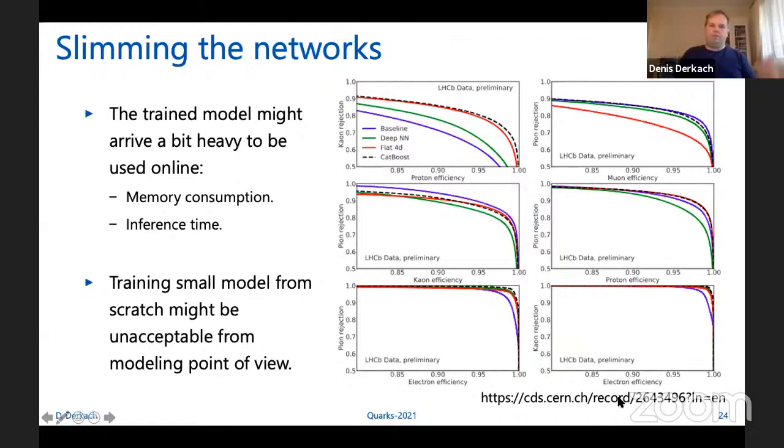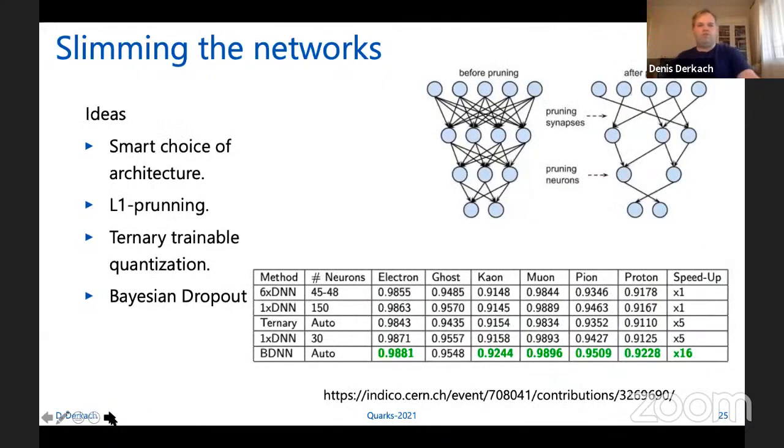So we need to deal with this because I told you. We have a memory consumption issue and inference time, and the memory can be consumed both online, in the operative memory, and on disk. Training a small model from scratch can be a solution, but it might be unacceptable from the modeling point of view. It means that we have to choose quite a lot of different configurations, so you can be lost there. So the idea would be to try to prune the networks somehow.